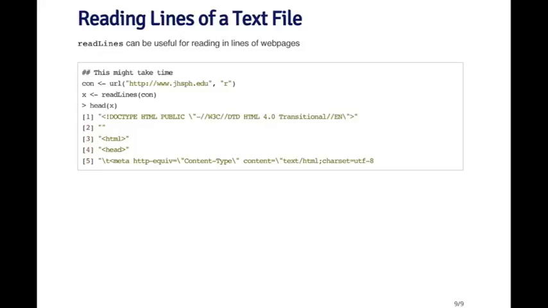And so the url function is useful for creating a connection to a non-file object, and then using readLines is useful to read the text from that connection. So this is another way to read data beyond using functions like read.table or read.csv.